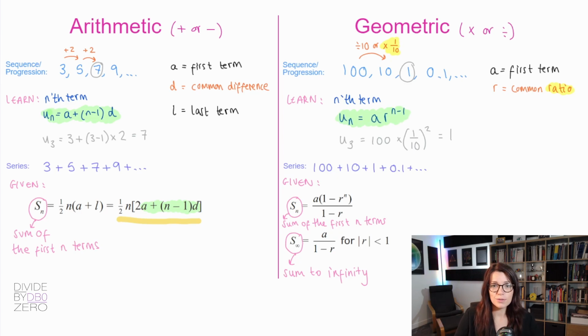We'll go through some examples which use all of these formulas, but first I want to talk about the sum to infinity a little bit more. You'll notice here that with the sum to infinity formula, it says it's only valid for when the common ratio is less than 1. So in other words, S infinity only makes sense if |r| is less than 1.